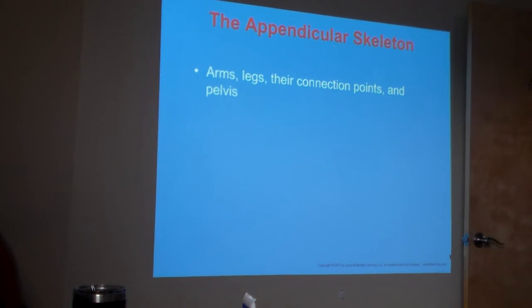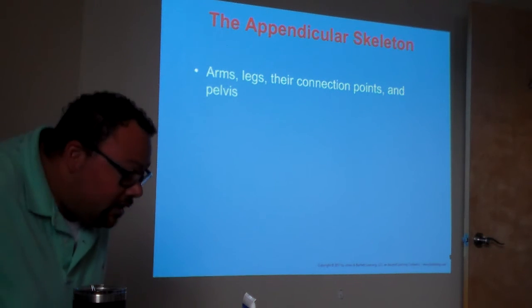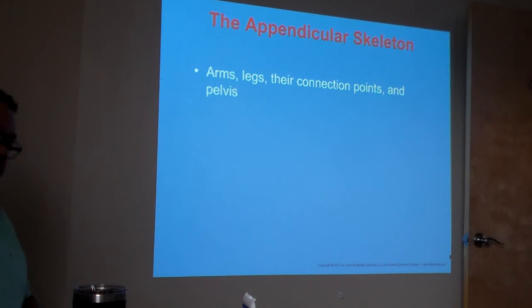Then we have what's called our appendicular skeleton. Now the appendicular skeleton is all of our pivot points. Okay? This is our arms, our legs, their connecting points that allow us to be able to move, and of course our pelvis. Our pelvis is really and truly our biggest pivot point. The pelvic cradle holds the majority of the weight of the body.